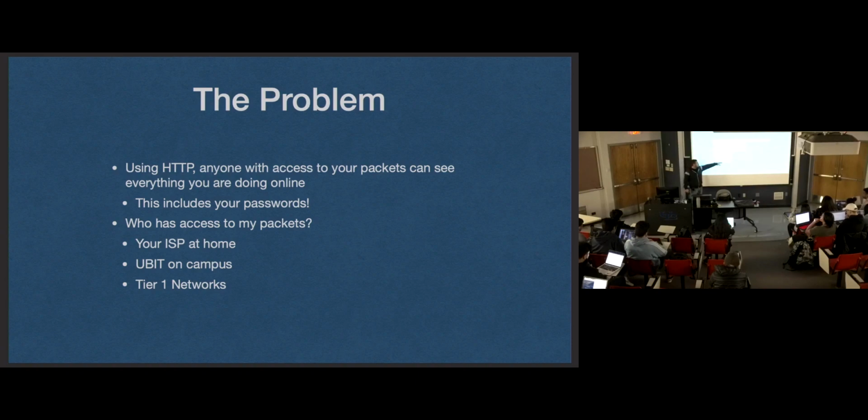The Tier 1 networks that you don't even have any affiliation with, but UB pays Tier 1 networks for internet access. Your ISP pays Tier 1 networks for internet access. They can all see your packets flying through the air. But there's a presumed level of trust with all three of these. Maybe you don't actually trust them, but there's a presumed level of trust.